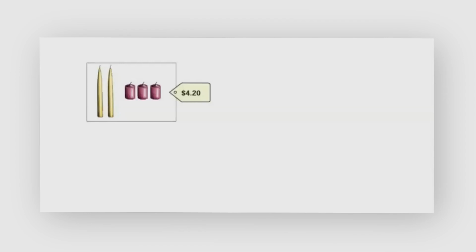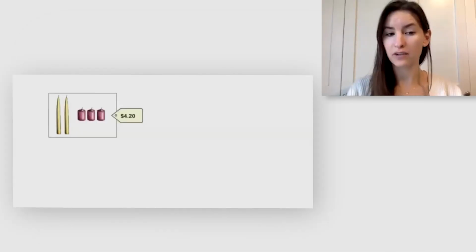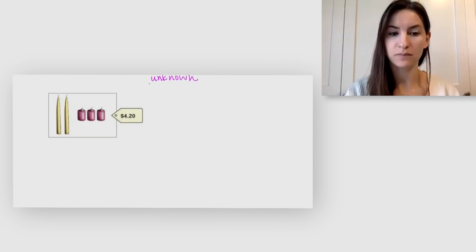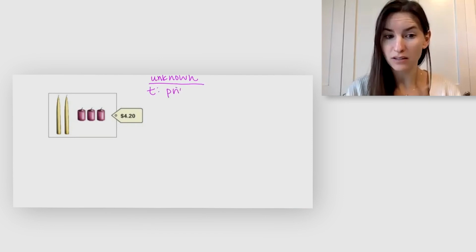This image is showing 2 tall candles, 3 short candles, and a price tag that says $4.20. This image does not include the price of each tall candle or the price of each short candle. So there are 2 unknowns in this situation. What could the prices of these objects be?